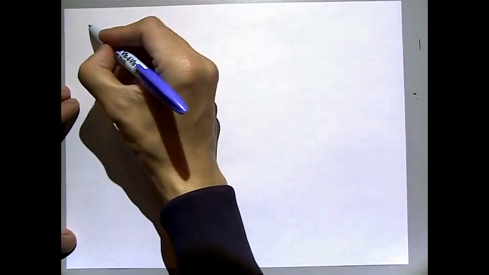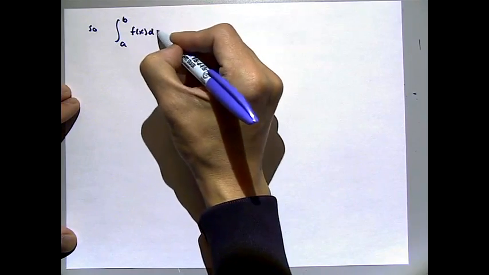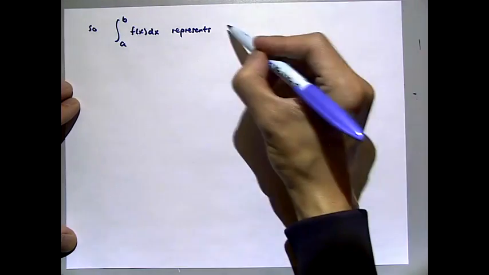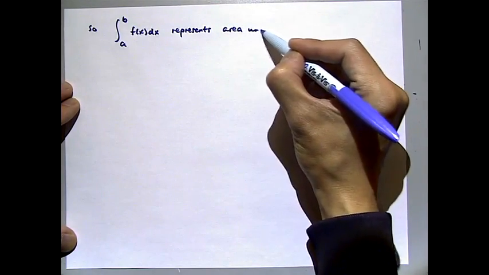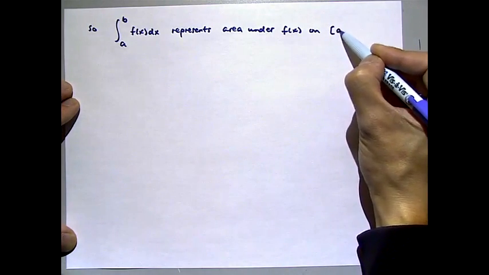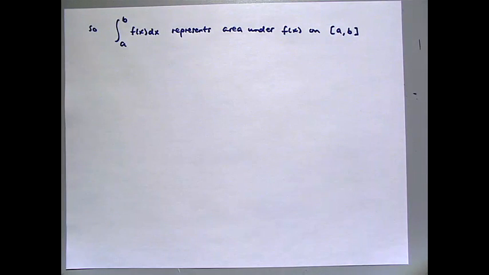Okay, now, there's a lot of stuff on there. The thing you want to take away from the last page is that if you see that funny looking thing at the bottom, that just tells you an area under a curve. That's the minimum you need to take away from that page. I'll write that down. So this thing right here represents area under f of x on the subinterval a to b. Okay, that's the minimum takeaway from the last page.